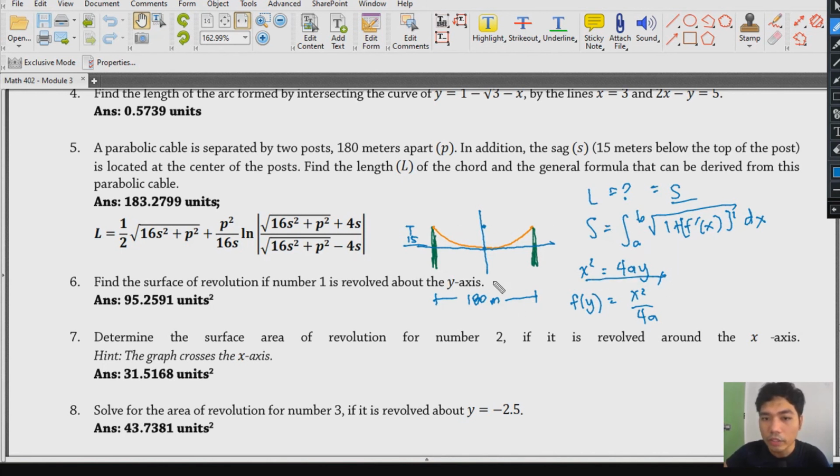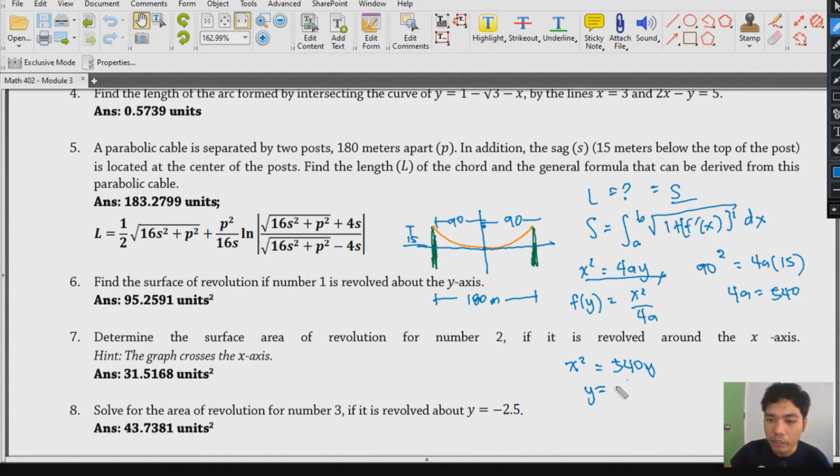So knowing that this is 180 meter, we could say that this is 90, and this is of course 90 as well. So for every 90, that is the value of x, there is actually a 15 meter sag. So that's 90 squared is equal to 4a times 15. And therefore, your value of your 4a, or the latus rectum, would be equal to 540. Okay, this finalizes our formula that's equal to x squared and then 540y. Okay, and then we'll be utilizing this for our problem.